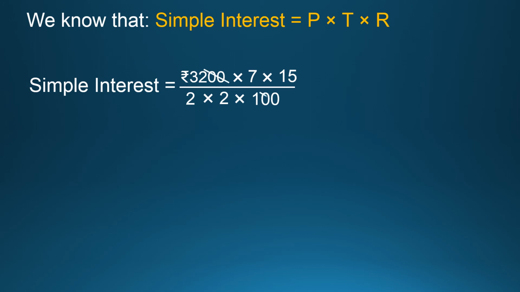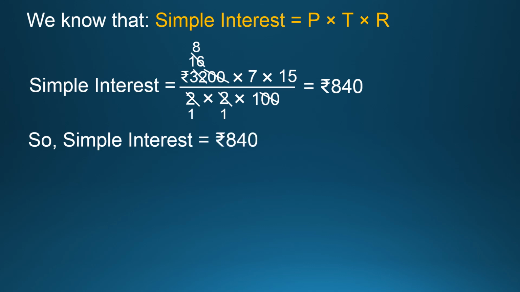Now simplify. Cut 2 0 by 2 0. See, 2 and 32 both are divisible by the same digit 2. So divide. 2 1s are 2 and 2 16s are 32. Again 2 and 16 both are divisible by the same digit 2. So divide. 2 1s are 2 and 2 8s are 16. Now it cannot be further divisible. So do the multiplication. We get rupees 840. So simple interest is equal to rupees 840.